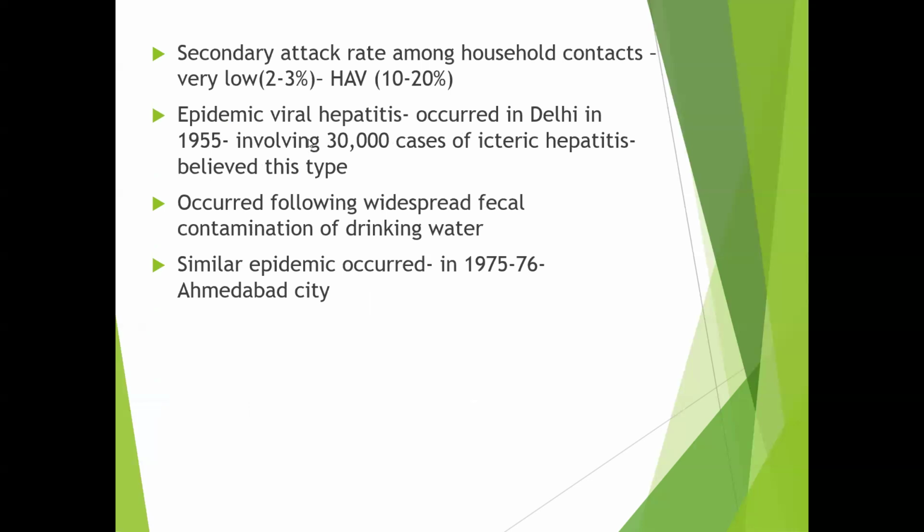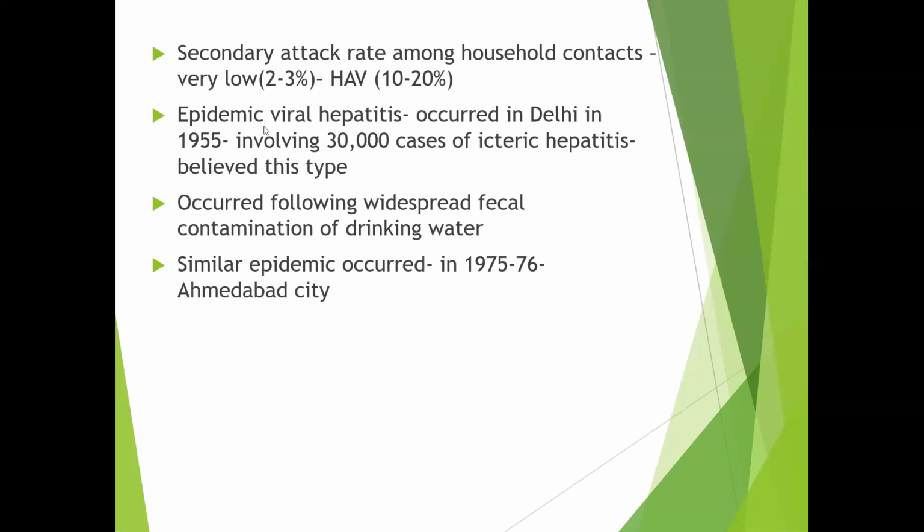Here, the secondary attack rate among household contacts is very low, only 2 to 3%. But in the case of hepatitis A virus, it is high, 10 to 20%.